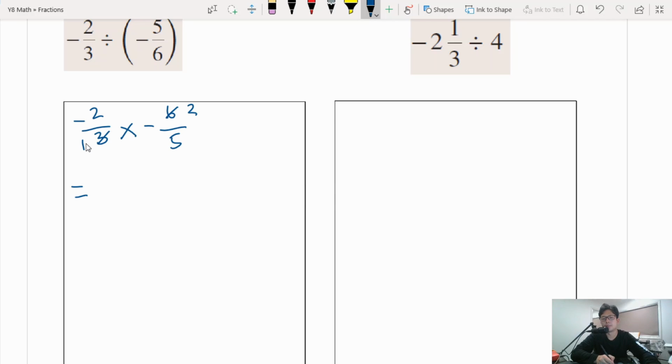Negative 2 times negative 2, that gives us 4. Negative 1 times negative 5 gives us 5. So our final answer will be 4 over 5. Give yourself a tick if you got that correct.